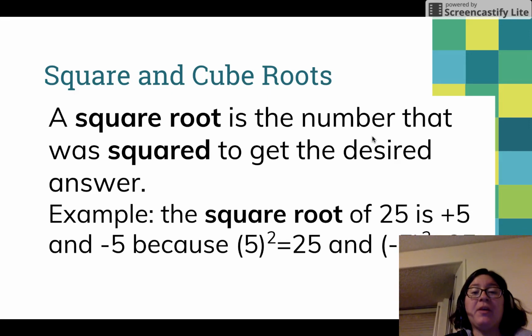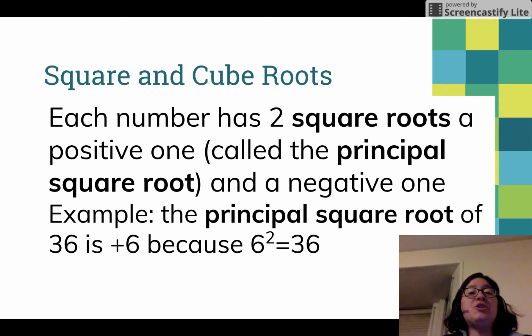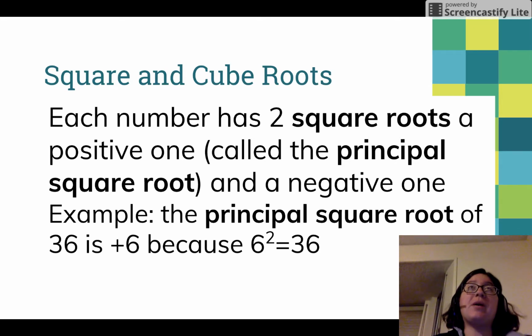Now here's an example. The square root of 25 is positive 5 and negative 5 because 5 squared is 25 and negative 5 squared, or negative 5 times negative 5, is 25. Each number has two square roots, a positive one, which we call the principal square root, and a negative one. Here's an example. The principal square root of 36 is positive 6. Now this time, since I said principal square root, I only gave one answer. It's a positive answer.